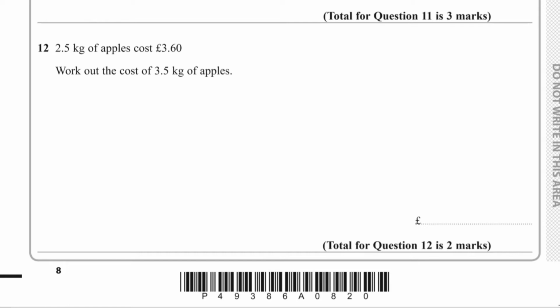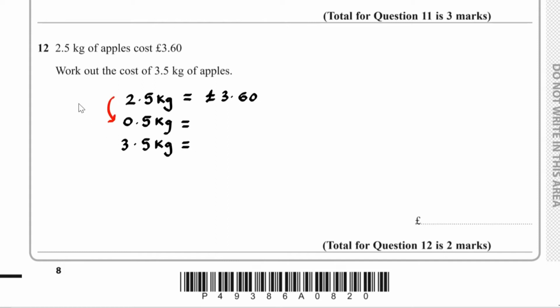Question number 12. 2.5 kilograms of apples cost £3.60. We have to work out the cost of 3.5 kilograms of apples. So, we know that 2.5 kilograms is equal to £3.60. With this, we can find out the price of 0.5 kilograms worth of apples, and then from that, find out what 3.5 kilograms of apples is worth. So if I divide through by 5 to begin with, then 360 divided by 5, that's 0.72. So 0.5 kilograms of apples cost 72p.